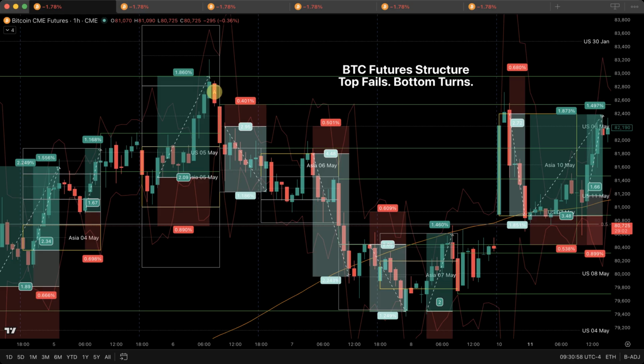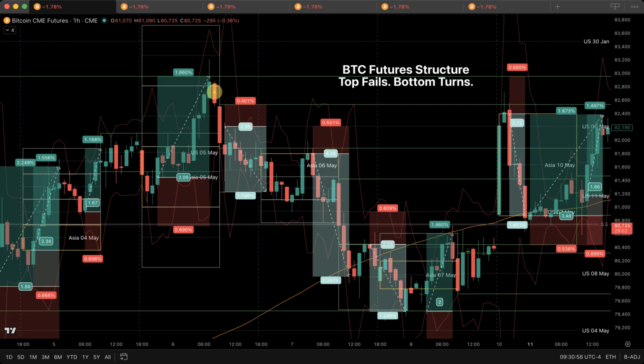Price tests May 6th U.S. session upper boundary. It reaches high. It tries to continue, but it cannot move away cleanly. Distance becomes shorter. Reaction comes faster. The upper move starts to stall.